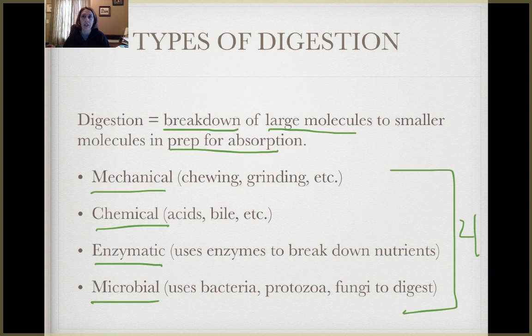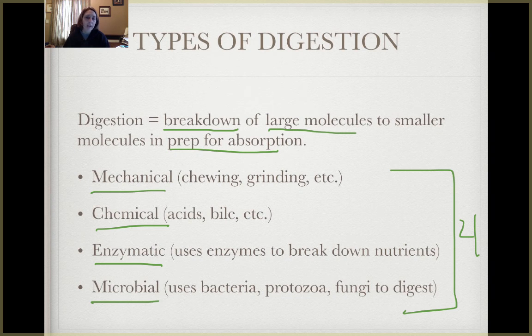Enzymatic digestion is the use of enzymes or catalysts that help reactions go faster to break down nutrients. Protein digestion is heavily enzymatic. Microbial is the last type, and that's where the animal actually has bacteria, protozoa, or fungi to help digest and ferment food particles to break them down.